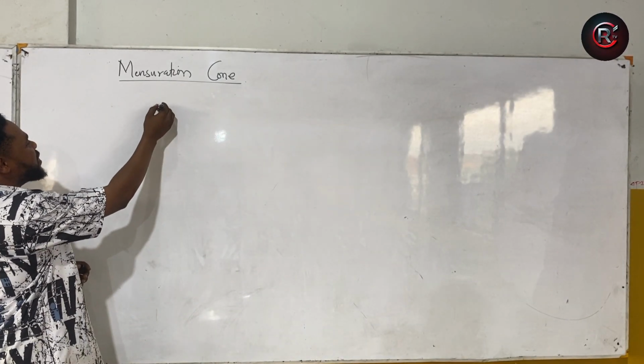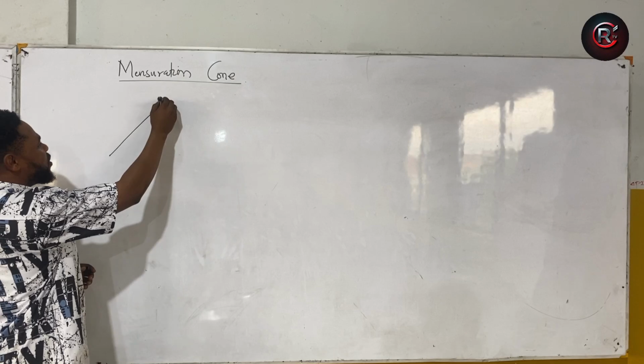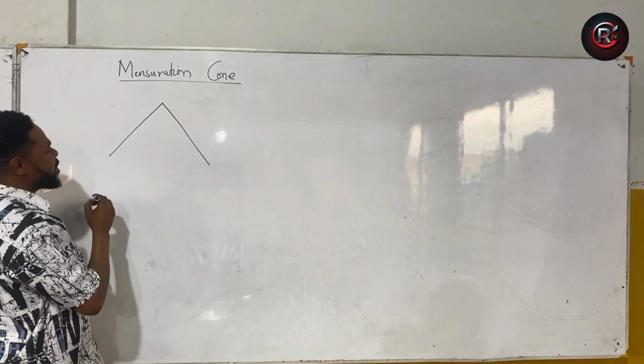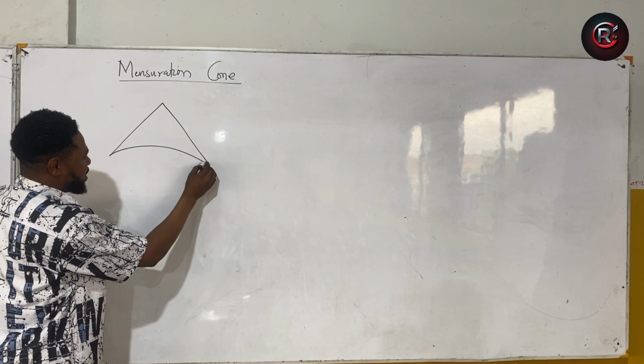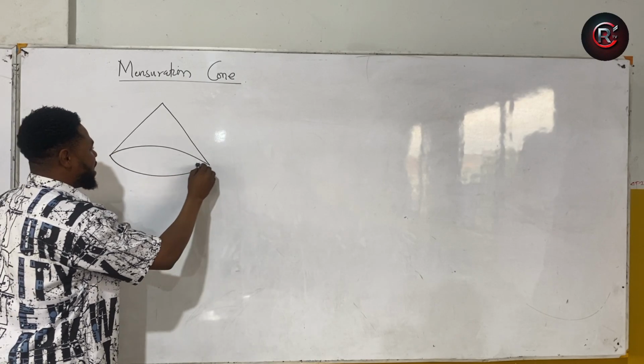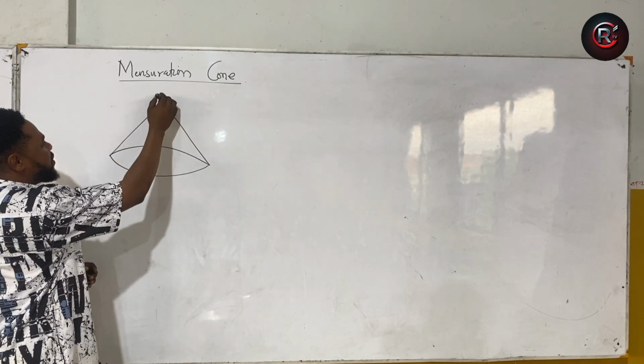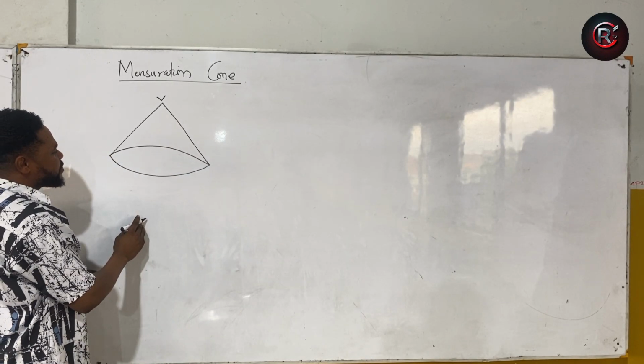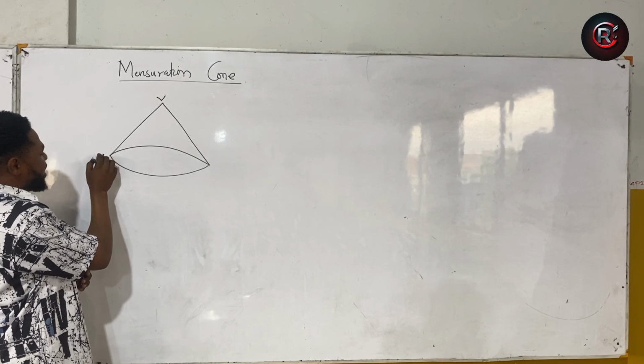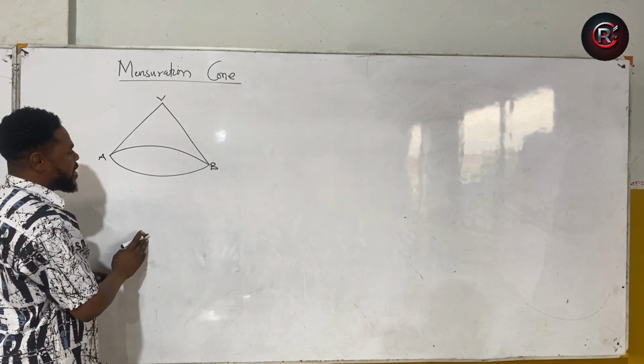First of all, we need to draw our cone. So all students must learn how to draw a cone. So we have this and we have that. All right. Now I can name here V. I can name the edge here A and here B, all right?